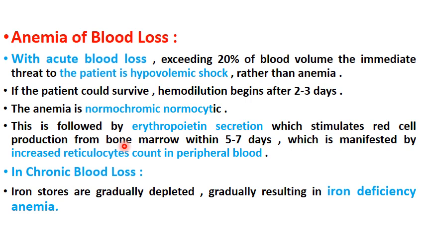How do we know that the bone marrow is producing RBCs, red blood cells, due to stimulation by erythropoietin? There is an increase in the count of reticulocytes in the peripheral blood. If we count the number of reticulocytes and it is a higher number, that means there is an increased production by the bone marrow because of stimulation by erythropoietin secretion.